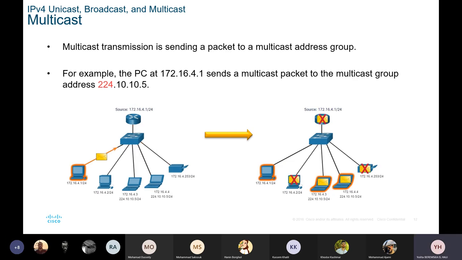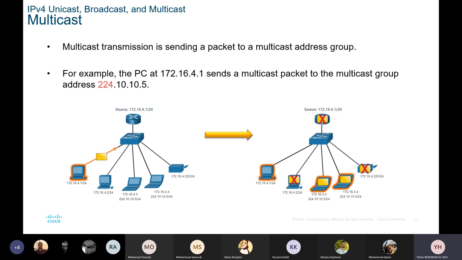And the multicast is actually something in between unicast and broadcast. It means that the source is only a single unique IP address. The destination is usually a group, a multicast group, like what you see here. We have these three devices that will receive the message.